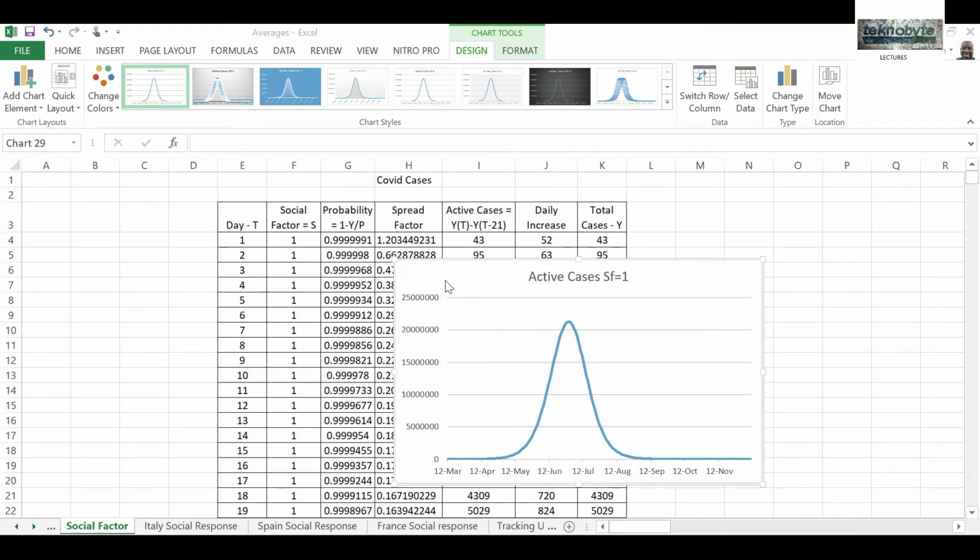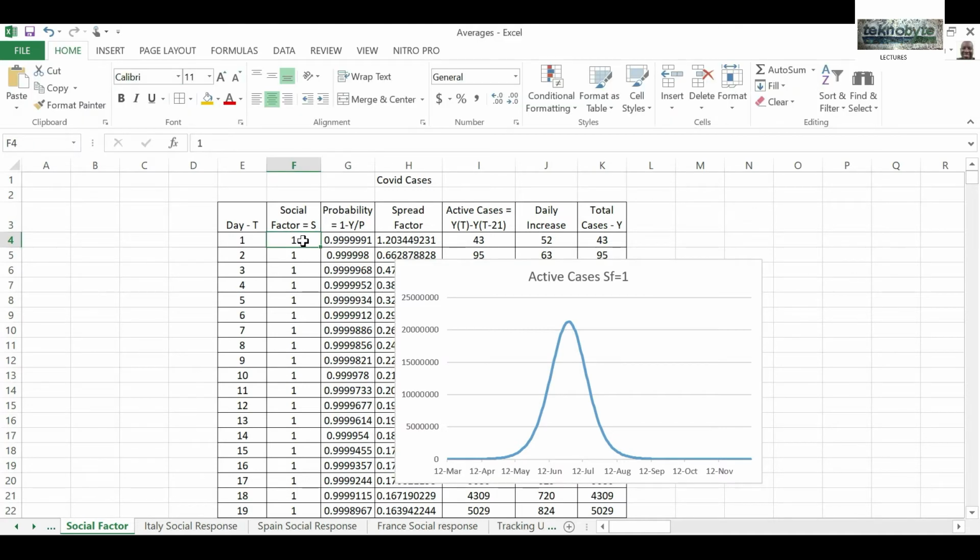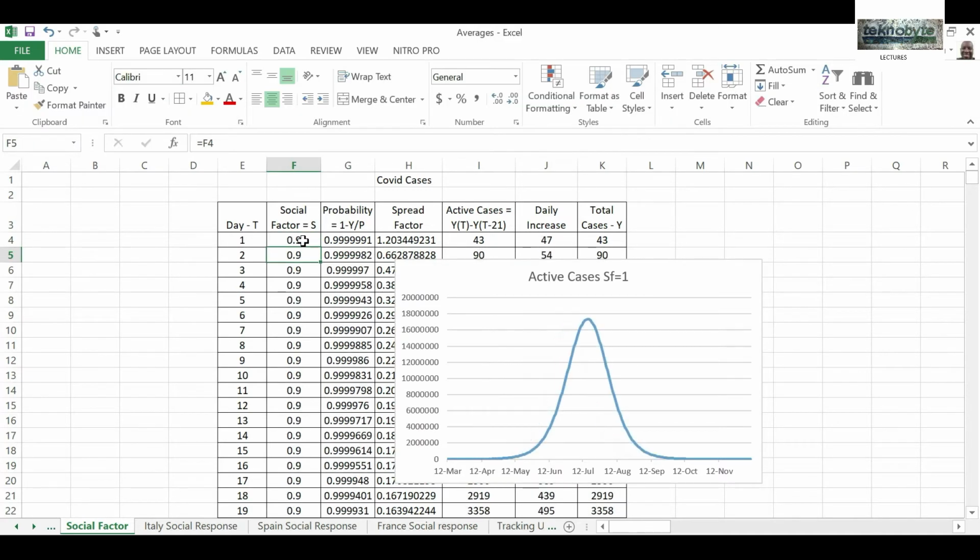For the do nothing case that we have looked at, we can consider the social factor to be equal to 1 because we only multiplied these 3 components. But subsequently, we'll be able to see how the curve is affected when we introduce different values for the social factor. For example, if we put the social factor to be equal to 0.9, you can see that the curve broadens and it peaks later than the one for the do nothing case.